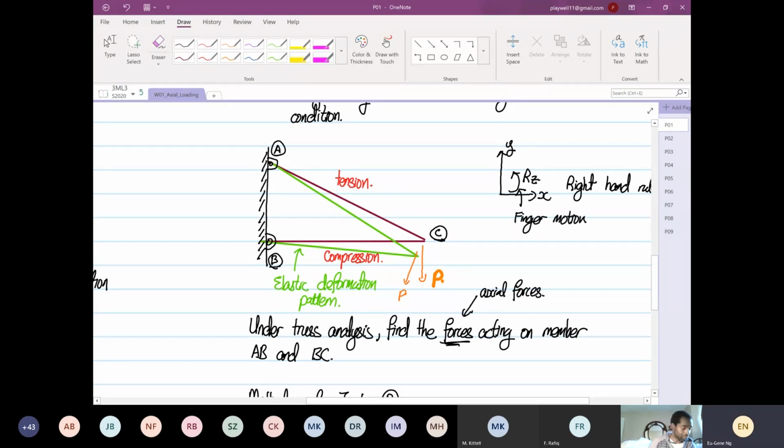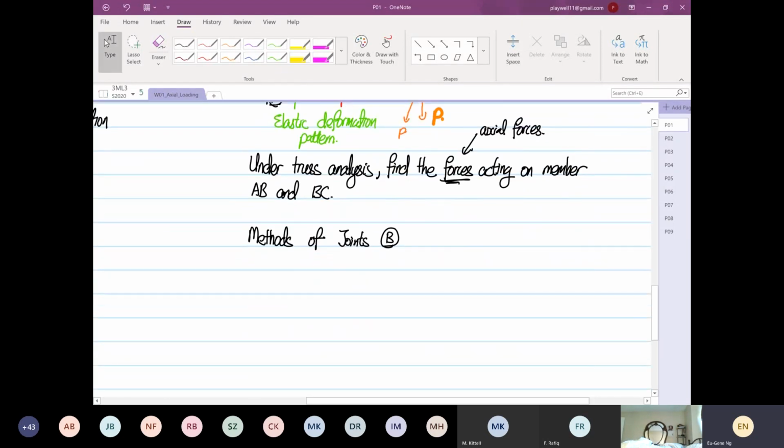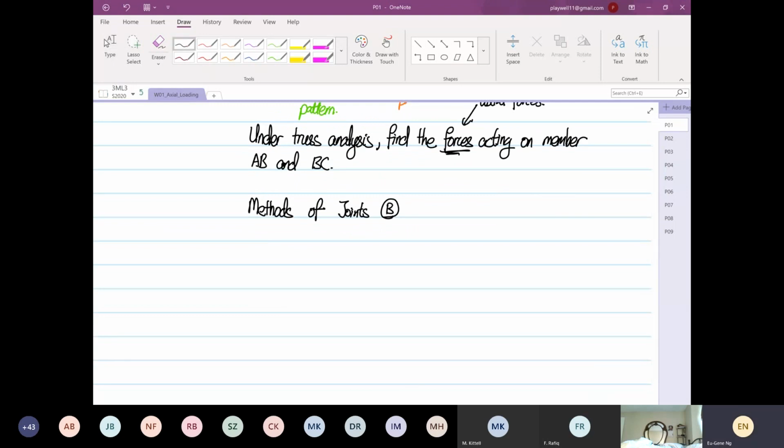Now some of you might say, hey, I can't see it at all. I can't see why BC is in compression. If you can't see it, don't worry. I'm going to teach you a way to analyze this based on physics, just pure physics.